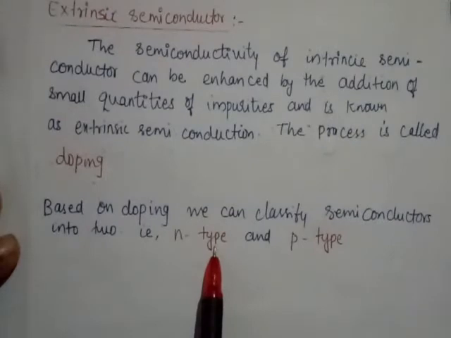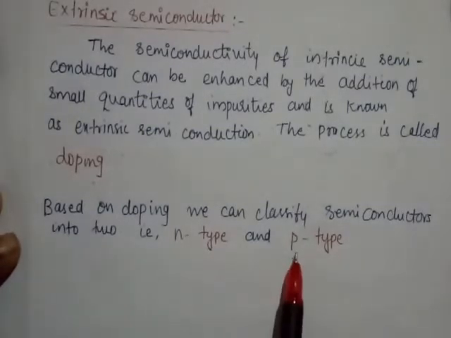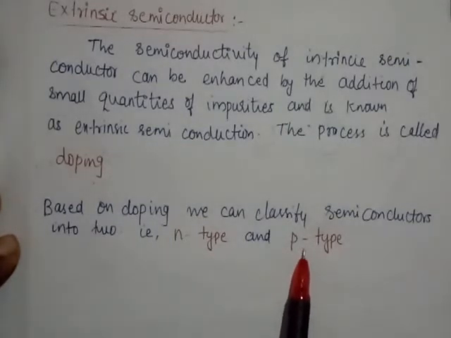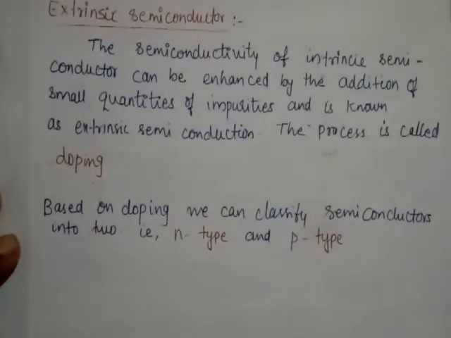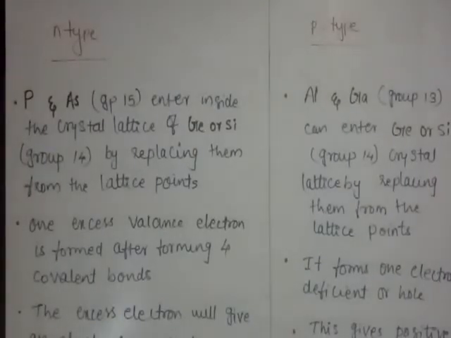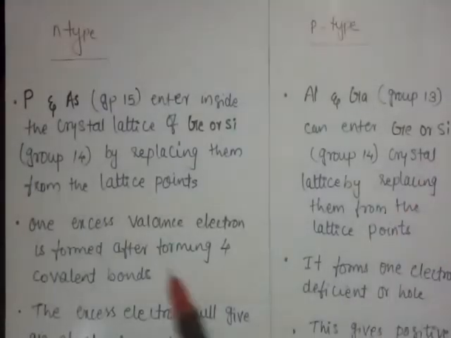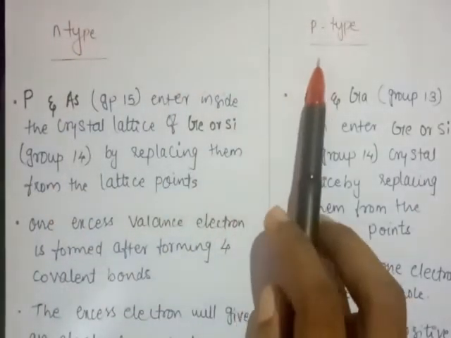When we add group 15 elements to a normal semiconductor, it is called N-type. When we add group 13 elements, it is called P-type semiconductor. So the classification into N-type and P-type is very important. Now we are going to discuss the characteristics of N-type and P-type semiconductors.